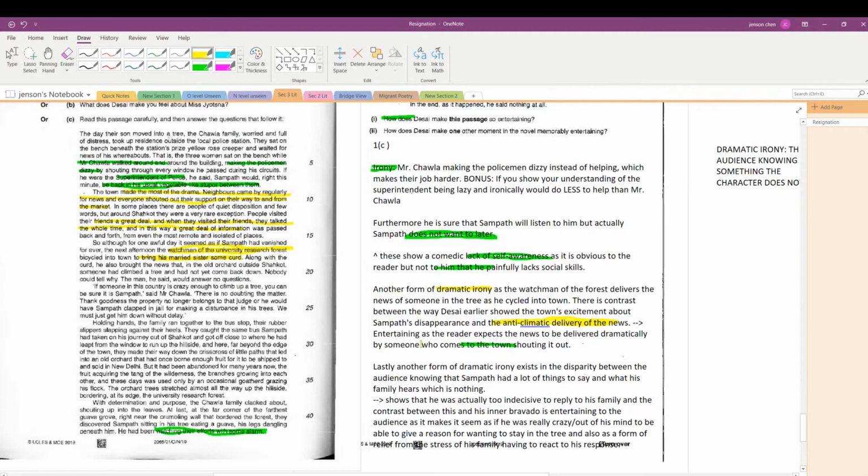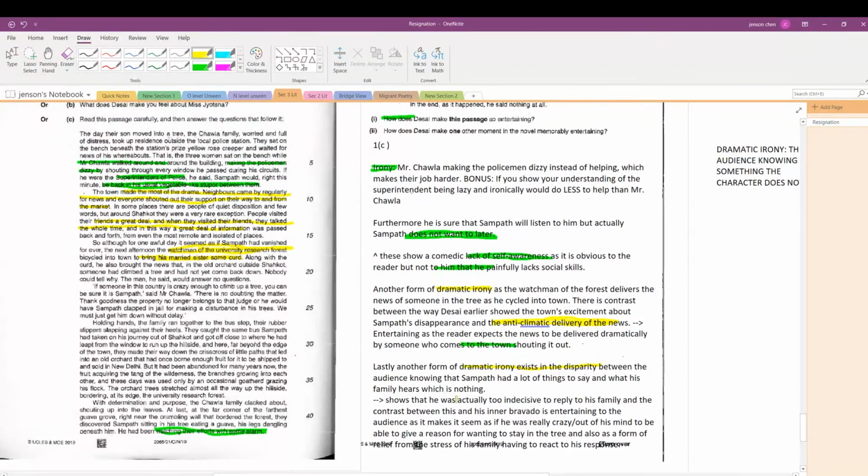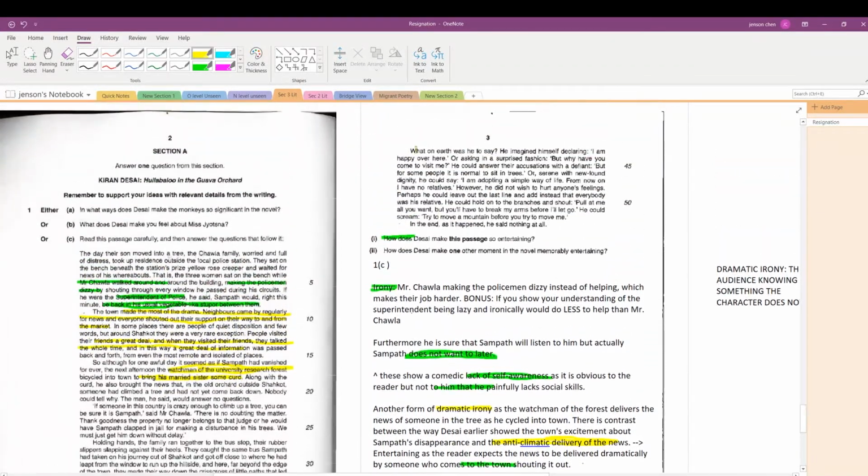Alright, moving on. Another form of dramatic irony exists in a disparity between the audience knowing that Sampath had a lot of things to say and what his family hears, which is actually nothing. So we can mention that he imagined himself declaring, asking in a surprise fashion, being defiant, serene.